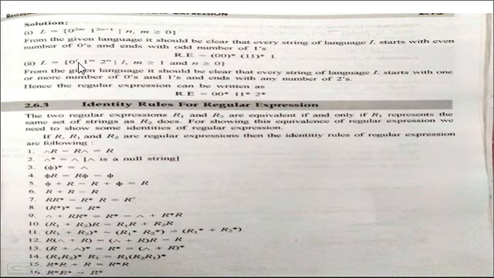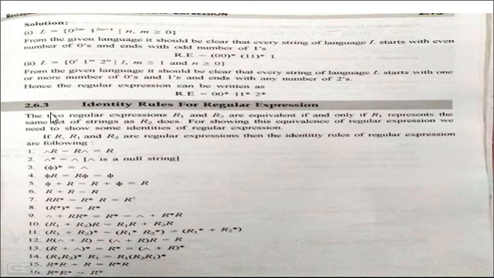Means here the value of 0 to the power m, 1 to the power n, 2 to the power n, m greater equal to 1 and n greater than equal to 0. m greater equal to 1 means every string of L starts with one or more zeros and 1 and ends with any number of 2s. Hence the regular expression can be written as r equal to 0 plus closure 1 into 1 plus closure into closure.